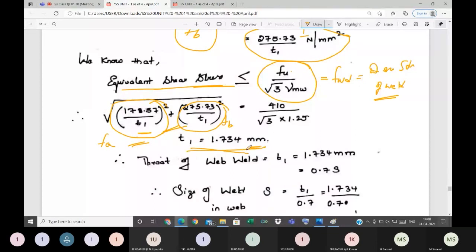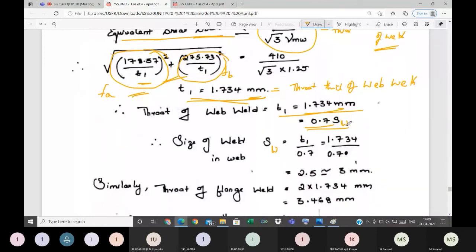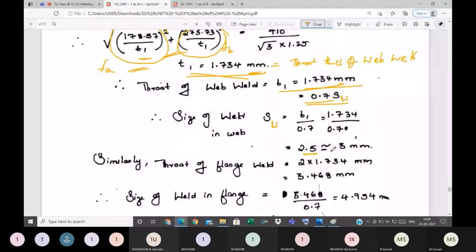Okay, so you got the throat thickness. This is the throat thickness of the web weld. We took the web weld as T1. So you know that T1 equals 0.7 of S1, you can say S1 or SW for web, so avoid the confusion. So now what would be the SW? T1 by 0.7, so the weld size is 2.5. But remember, the minimum size of the weld is 3 in any case, right? So make it 3. This is the minimum size of the weld. You can use more than 2.5. Okay, so make it 3.